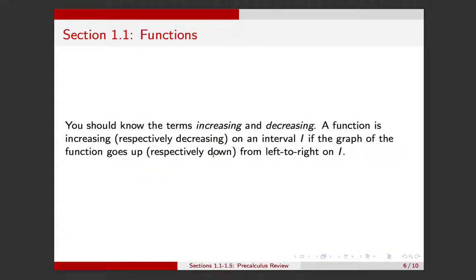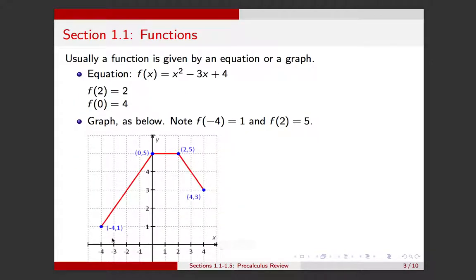You should know the terms increasing and decreasing. So increasing is just a fancy way of saying going up, and decreasing is a fancy way of saying going down. So in this graph here, from x equals negative 4 to x equals 0, the graph goes up. So on that interval, the interval from negative 4 to 0, this function is increasing. From x equals 2 to x equals 4, this graph is going down, so it's decreasing. And then on this little stretch here where it's flat, it's neither increasing nor decreasing. Right? So you're either increasing, decreasing, or staying constant.